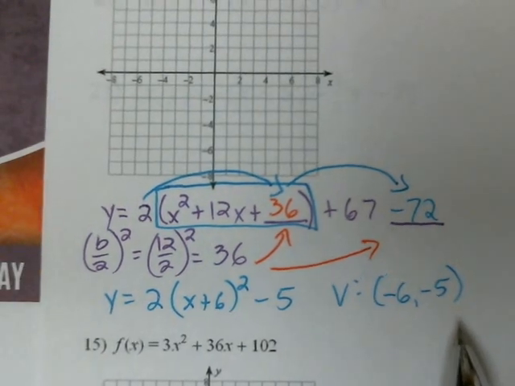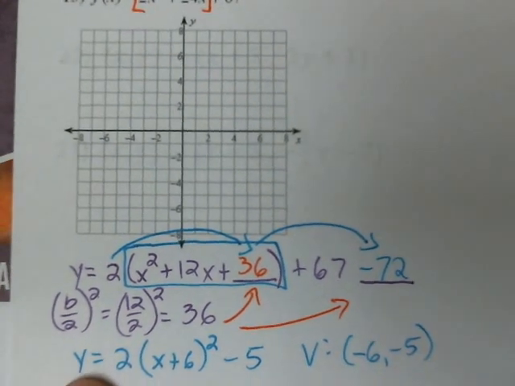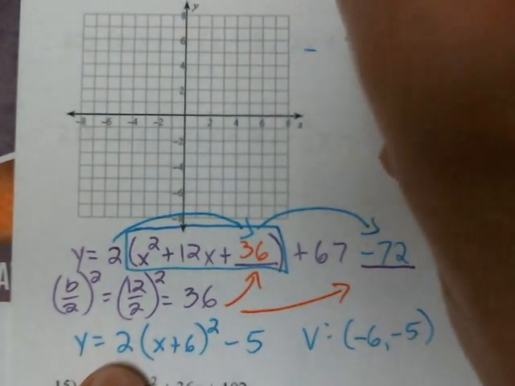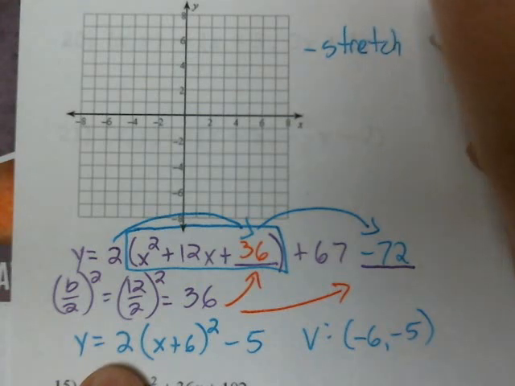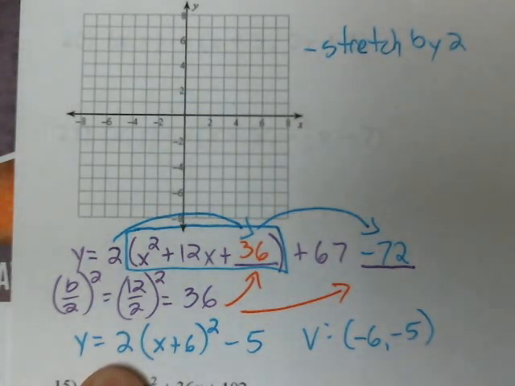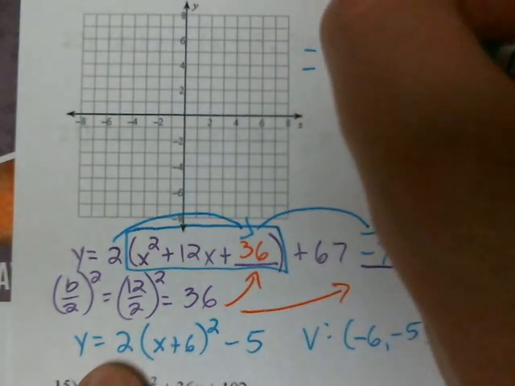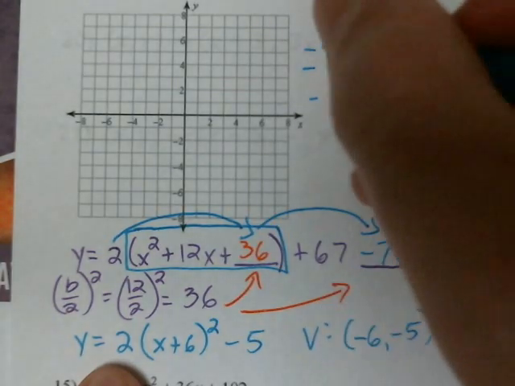And then let's go ahead and write down all of our transformations. Again, do I have a reflection? No, I do not. Do I have a stretch or shrink? Yes, I do. So here I'm going to say stretch by 2. Do I have a horizontal shift? Yes, I do. Flip that sign. It's the opposite of what you think, so that's going to be left 6. And then that's going to be down 5.